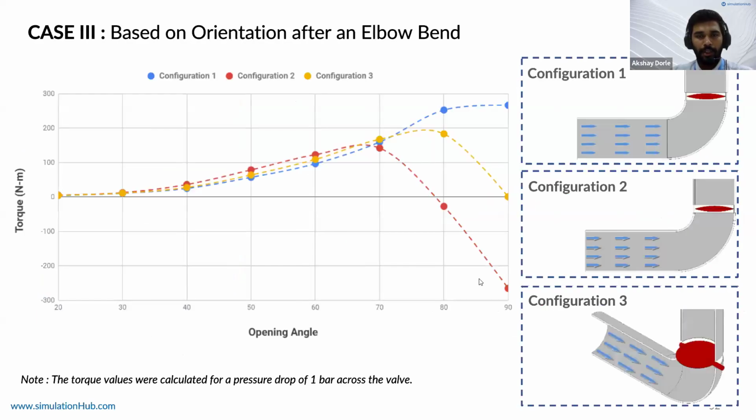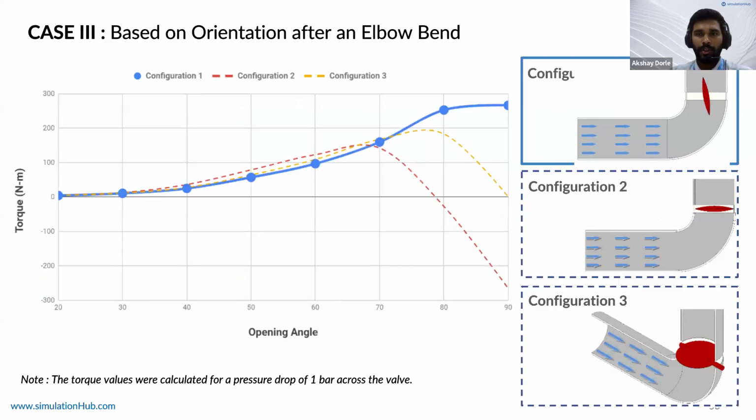Moving on to the next case study, that was based on the orientation after the elbow bend. Here we have considered three orientations, and this is a consolidated view of the CDT curves for all three configurations. We'll look into detail how each one of them is getting simulated. So we'll start with configuration 1.